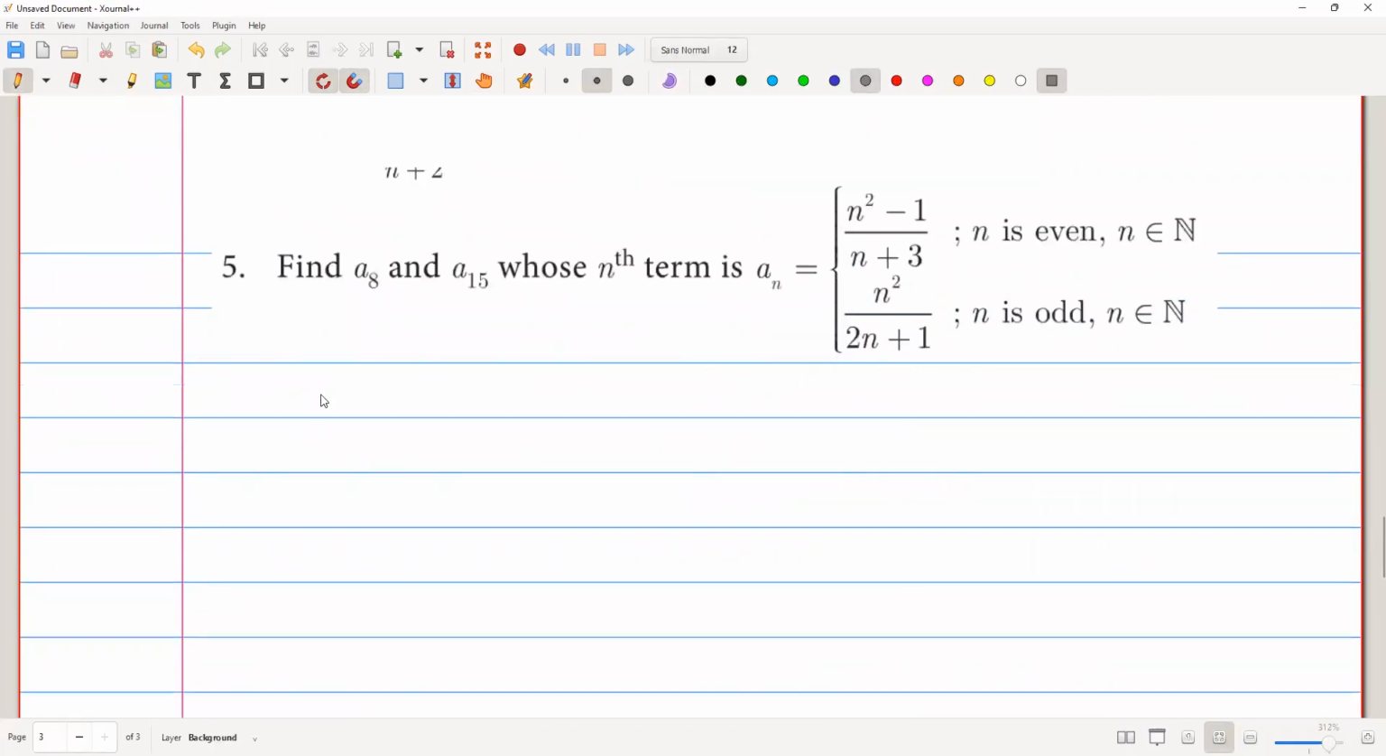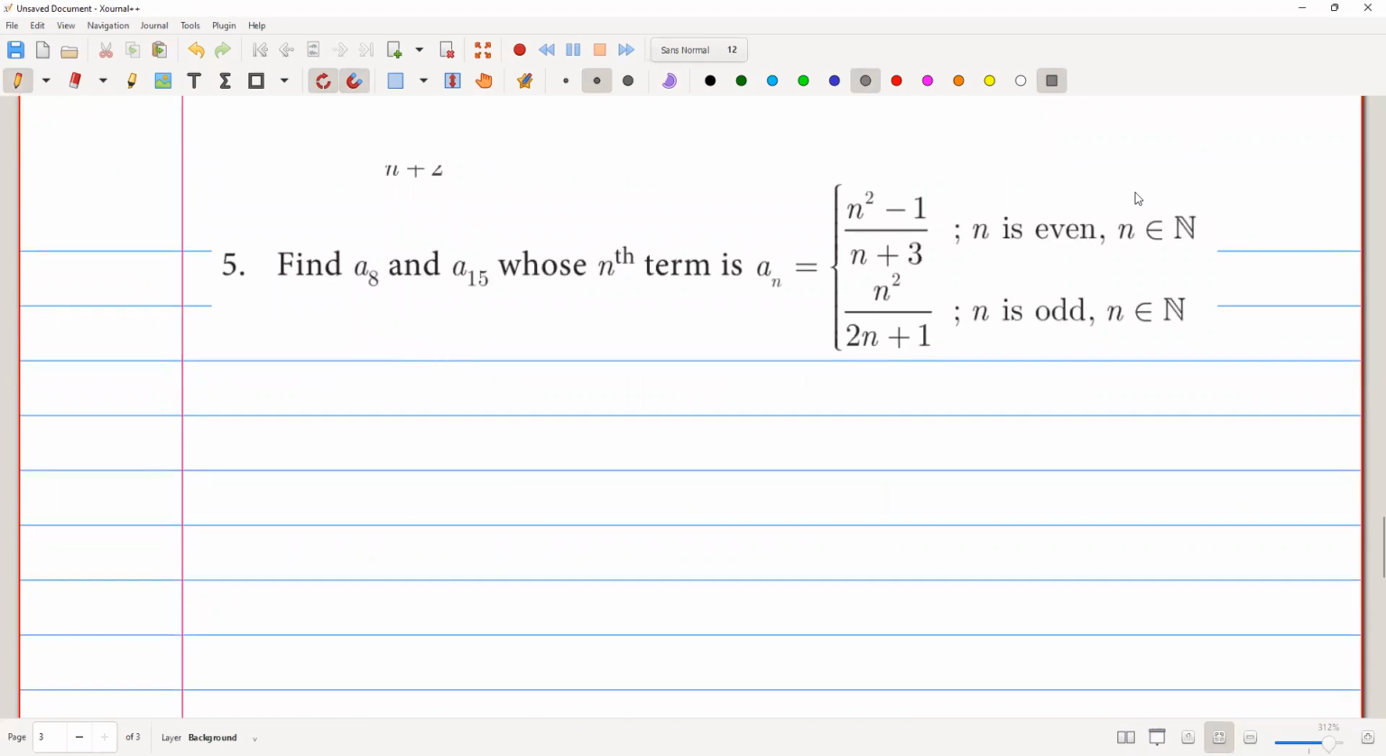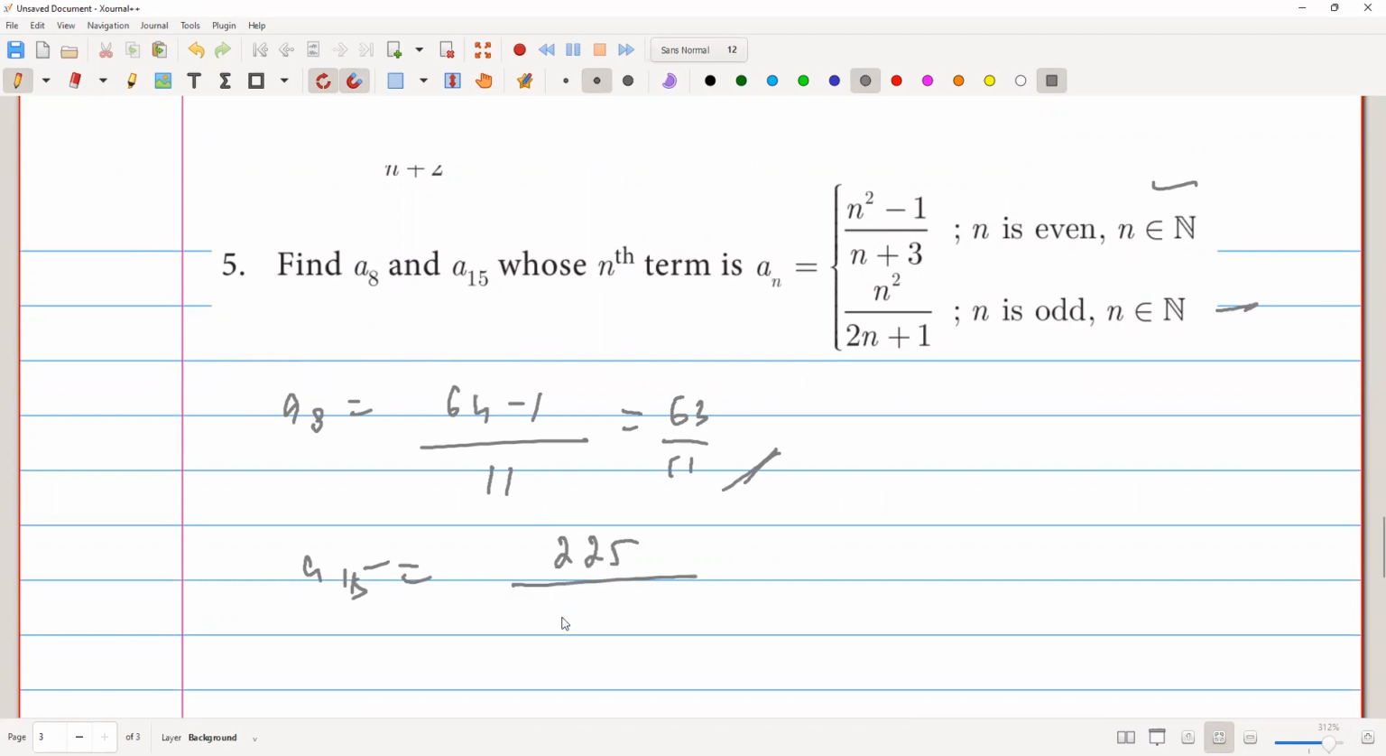Fifth one. A8 and A15 for even this one or this one. So A8 equal to 64 minus 1 by 11. 63 by 11. Okay. A15 equal to 15 square, 225 divided by 30 plus 1, 31.